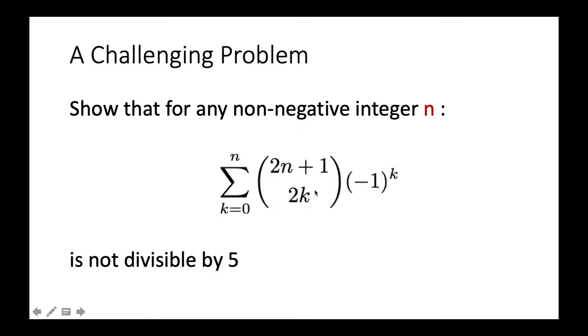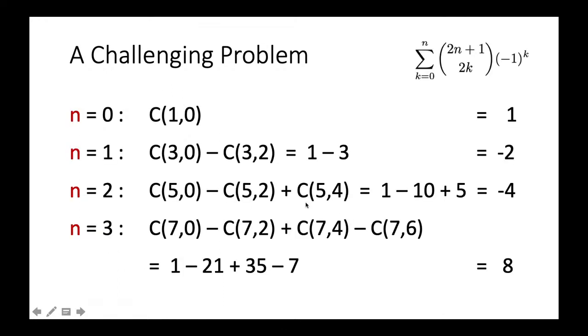And we will be looking at the terms 3 choose 0, 3 choose 2. But then one of them is plus and the other is minus. When n is equal to 2, we will be looking at the terms 5 choose 0, 5 choose 2, 5 choose 4, and then we will oscillate between positive and negative. In particular, when n is equal to 0, we will just have one term, 1 choose 0, and it is equal to 1. When n is equal to 1, there are going to be two terms, 3 choose 0 and 3 choose 2, oscillating between plus and minus. And after doing the summation, we will get minus 2.